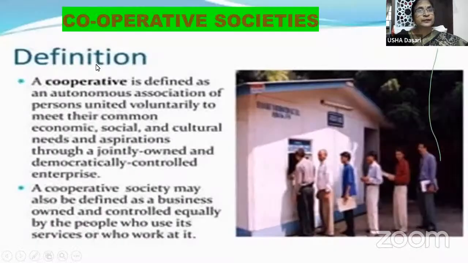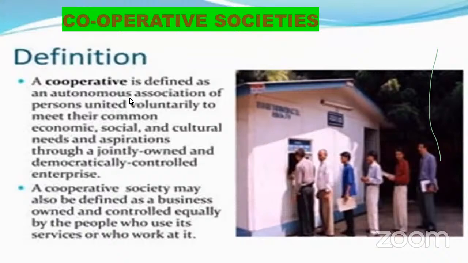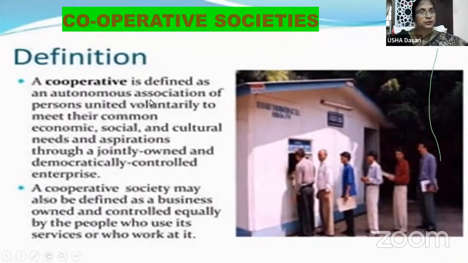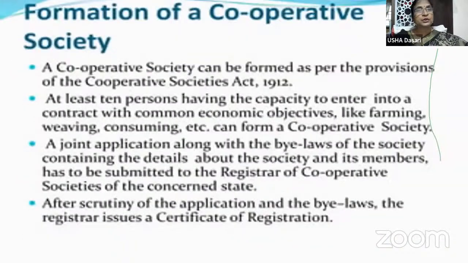And the next form of organization is cooperative societies. The name itself indicates cooperation. Cooperative societies are defined as the autonomous association of persons united voluntarily to meet their common economic, social, and cultural needs and aspirations through a jointly owned and democratically controlled enterprise. According to the Cooperative Societies Act 1912, at least 10 persons who have the capacity to enter into a contract can form a cooperative society.